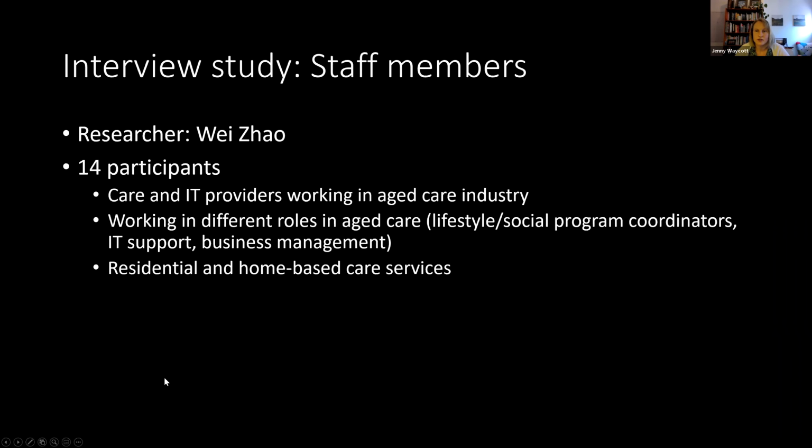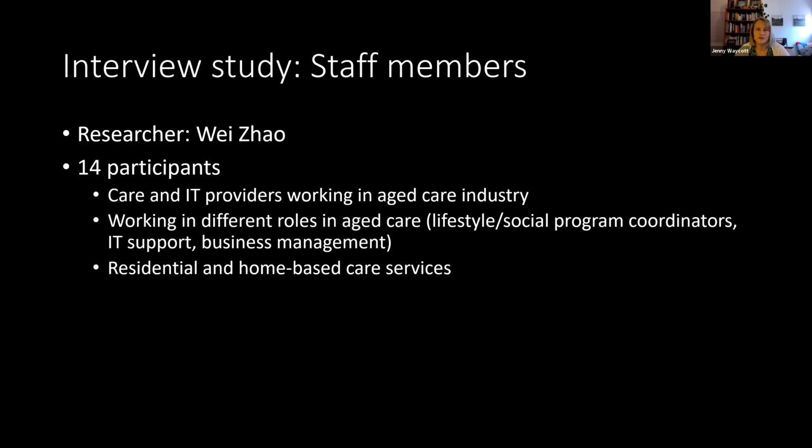So we've been conducting two interview studies. The first interview study has focused on staff members. This is very similar to the interview study that I was conducting prior to COVID-19. I've been working with my research assistant, Wei Zhao, who has been conducting most of these interviews. So far we have 14 participants, and our participants are care staff working in aged care and also IT providers who are going into aged care and providing technology.